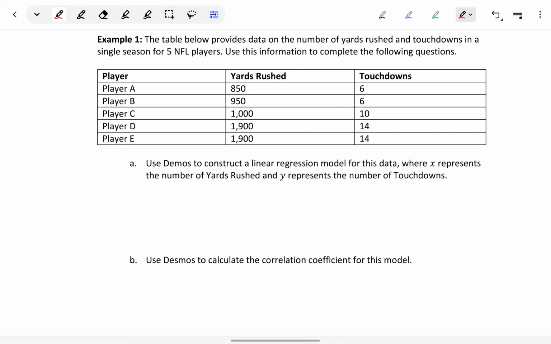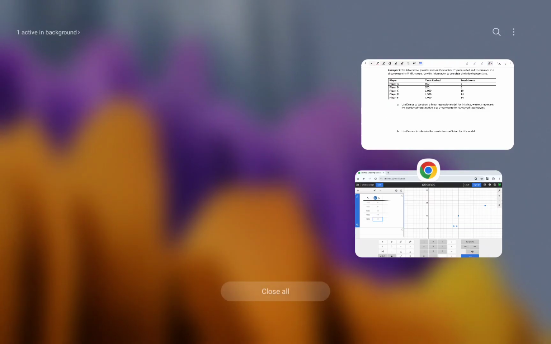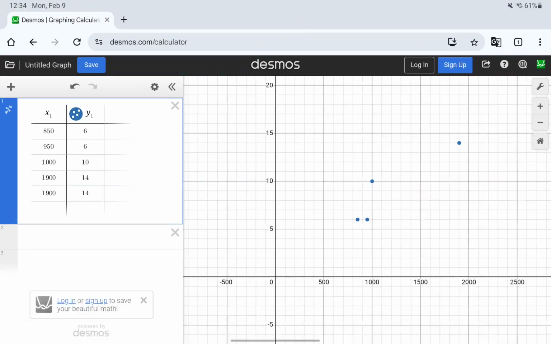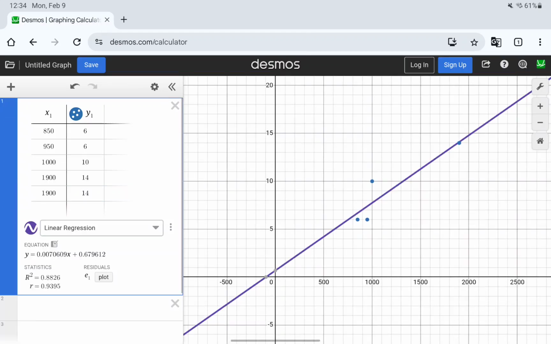Let's see how this plays out in example 1, where we're given data on the number of yards rushed and touchdowns in a single season for 5 NFL players. I've already entered this data into Desmos. We can use the magnifying glass icon to zoom fit and see our data better, and then we can use that regression tool to get our linear model.